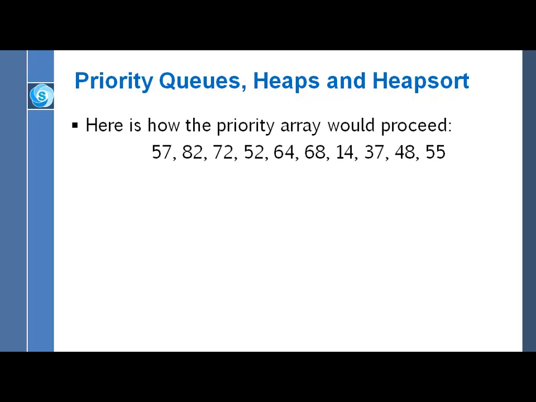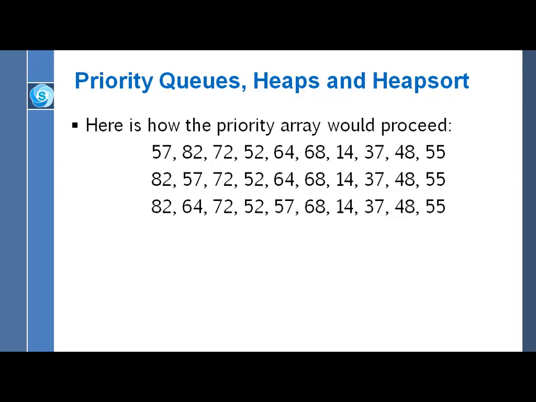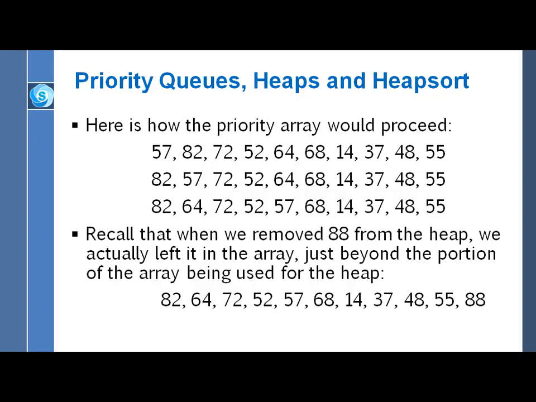This is just a quick look at how things would actually take place in the priority array. You can check this out on your own, right? This is what it looked like before we did the first swap. This is the result of doing the first swap. This is the result of doing the second swap, and the heap is now restored. Just to remind you that we actually have that number 88 in that position 11. It's still there, but it's not part of the heap.